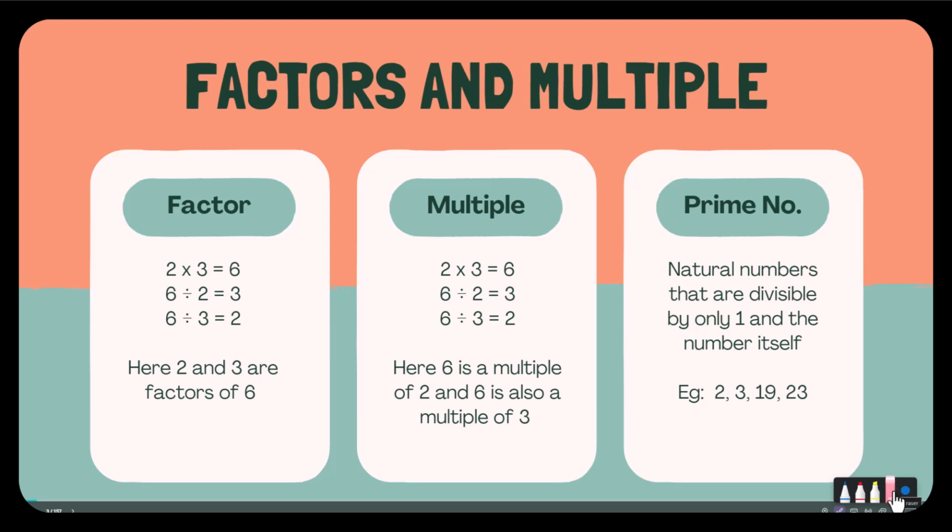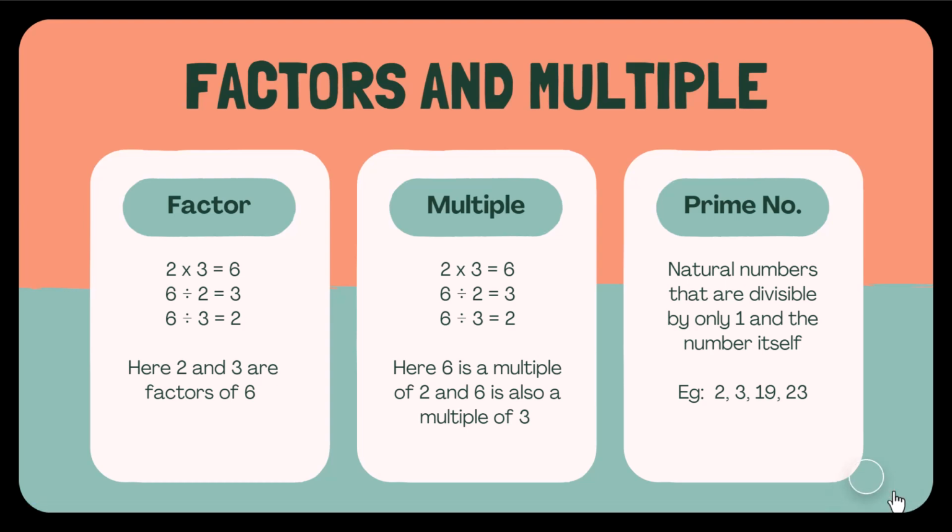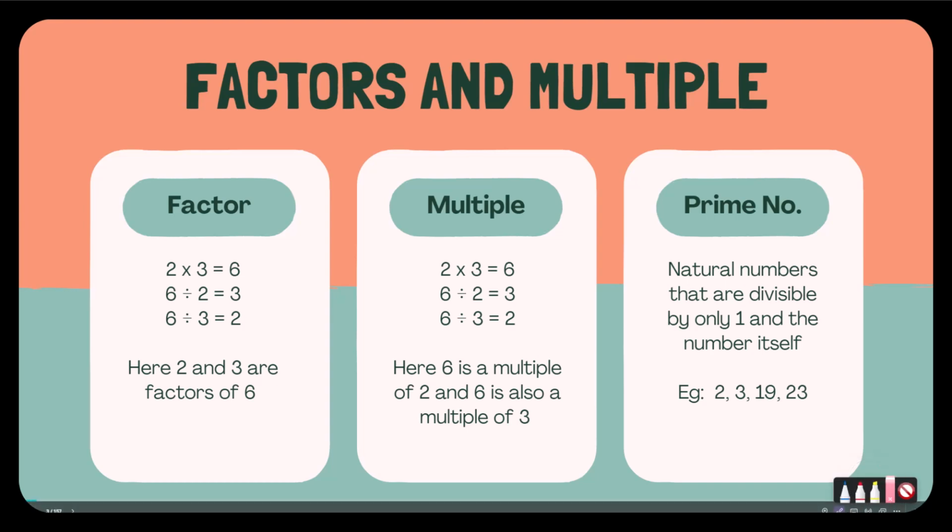What is a factor? 6 divided by 2 is equal to 3, so 2 is a factor. 6 divided by 3 is equal to 2, so 3 is a factor. That's what you have to understand here. Is that clear? I hope it is clear. If you have doubts, you can always comment in the section, and our team will guide you.